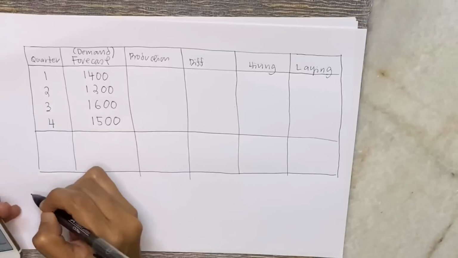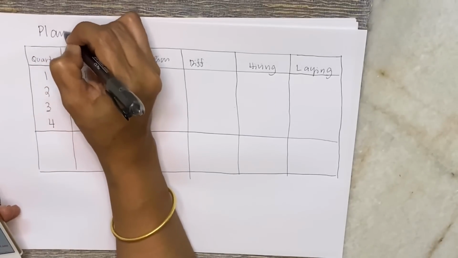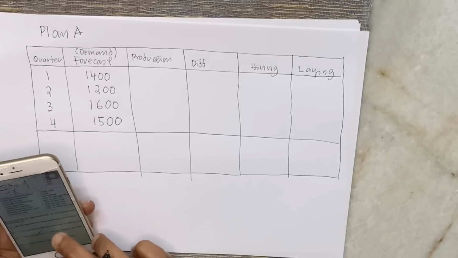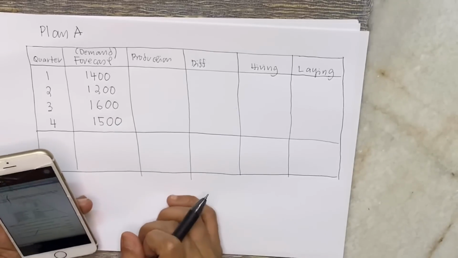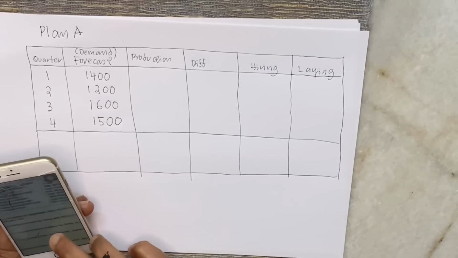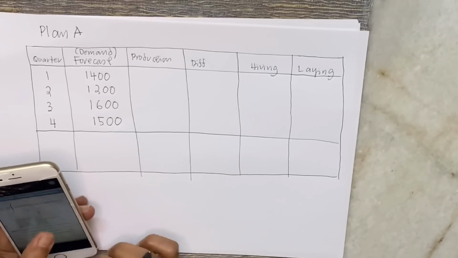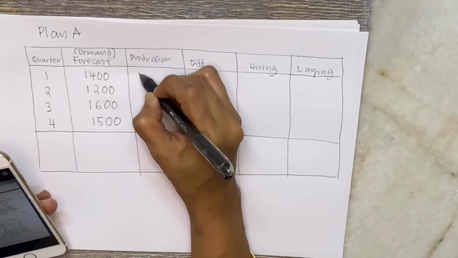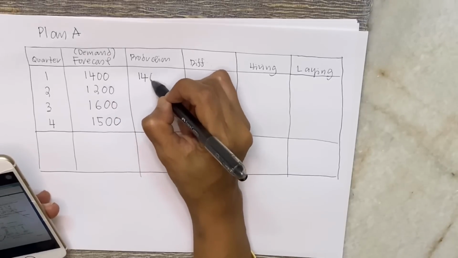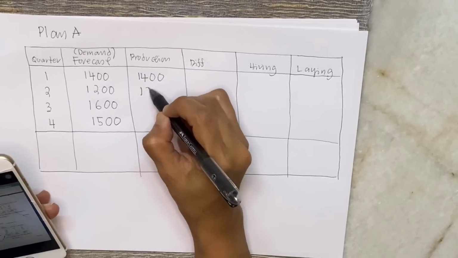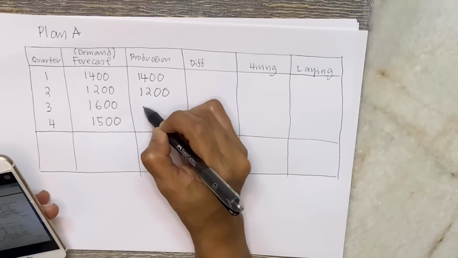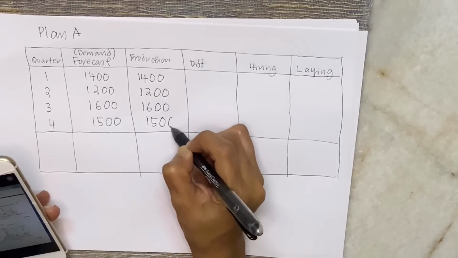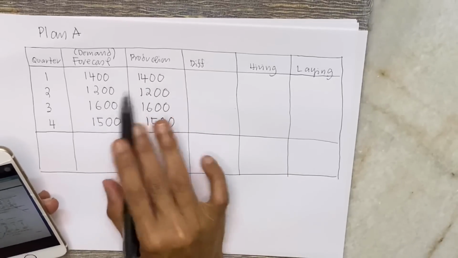We are using plan A. Plan A says match demand by hiring and laying off workers only. So we have to match the demand, and if we match the demand, we have to put the same numbers here. If it is 1400, 1400. If it is 1200, 1200. If it is 1600, 1600 here, 1500 here. Why are these numbers similar? Because we would like to match the demand.